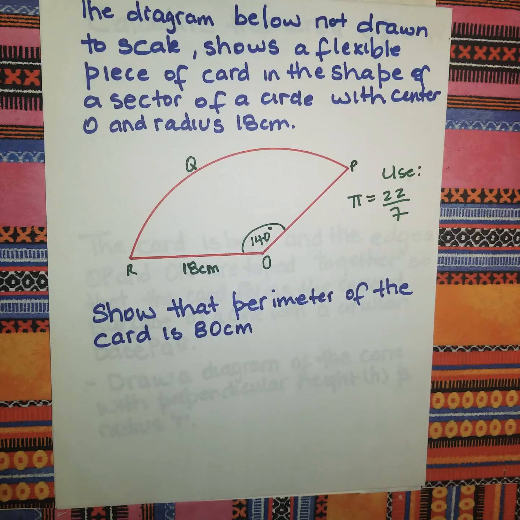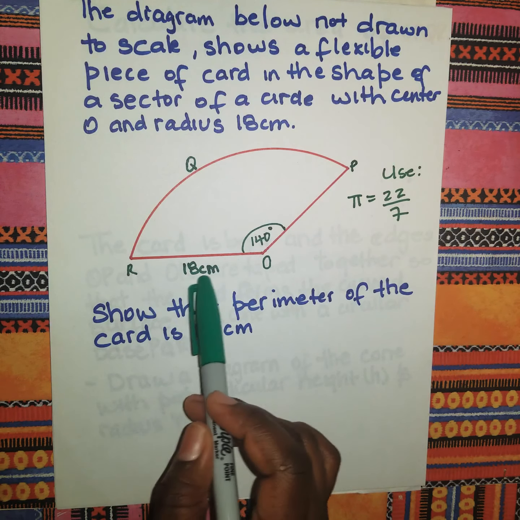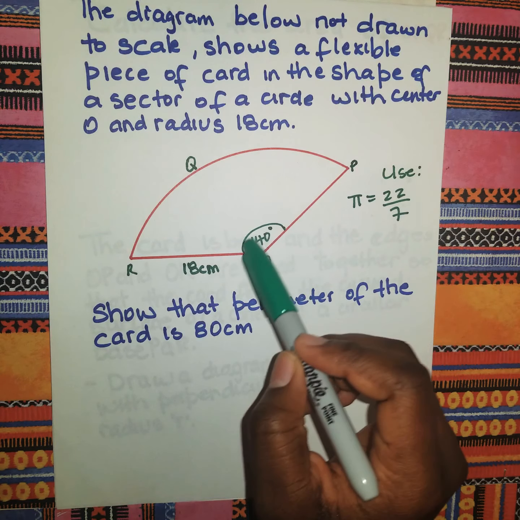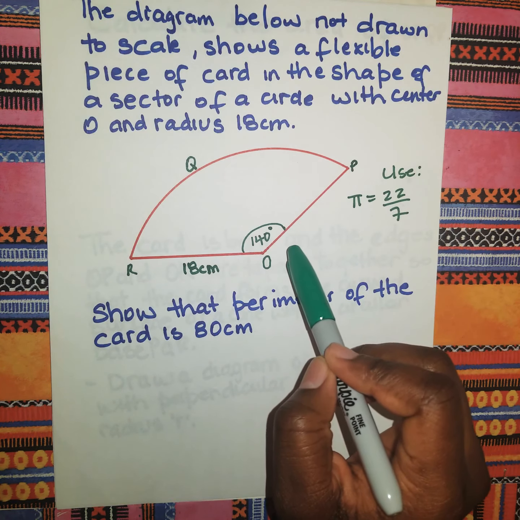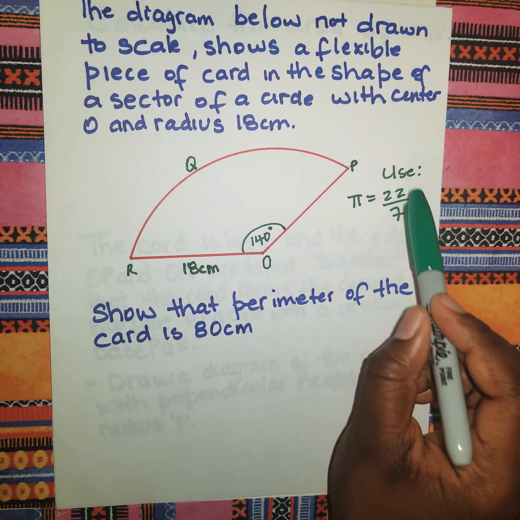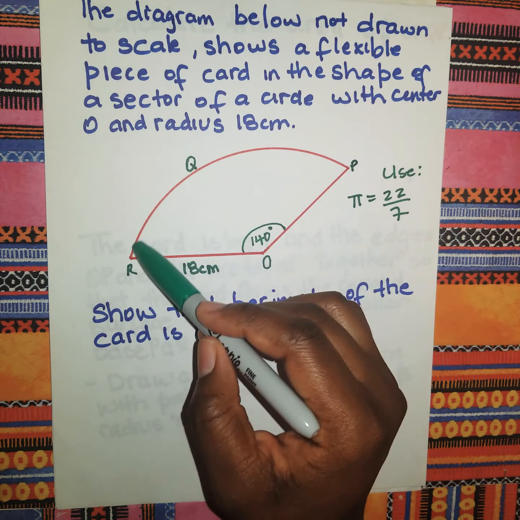So the question says, the diagram below, not drawn to scale, shows a flexible piece of card in the shape of a sector of a circle with center O and radius 18 centimeter. As you can see, the diagram is here, the radius. So if OR is 18, that means OP is also 18. And the angle formed is 140 degrees. This is not drawn to scale, guys, so don't pay attention to that. We're asked to use pi as 22/7, so no 3.142, 22/7. And we know that this will be the length of the arc.